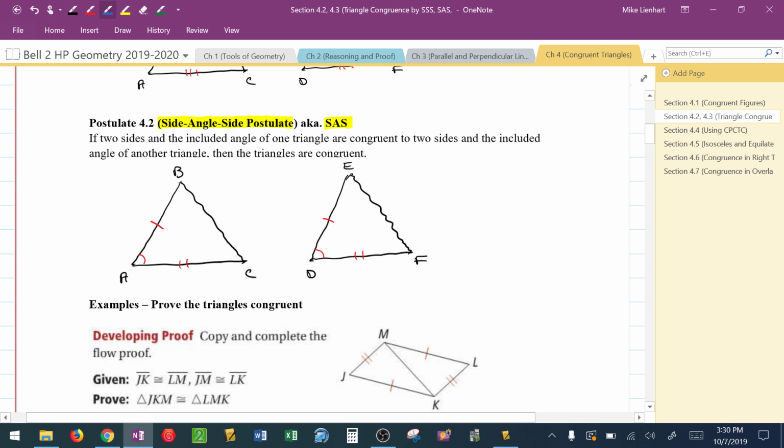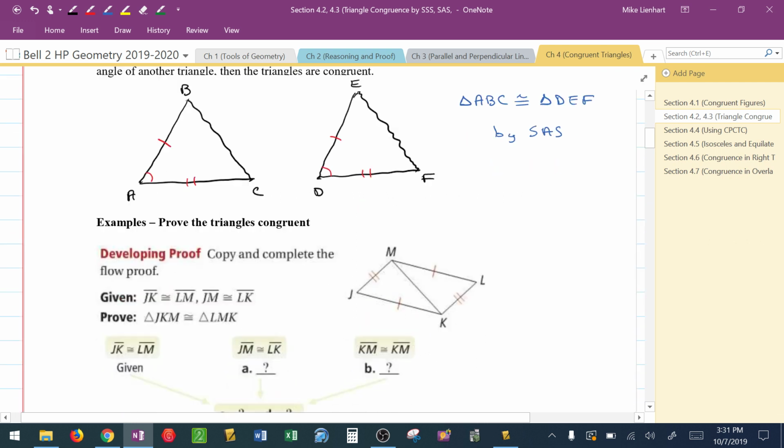We can then say that triangle ABC, and again, we want to match up our corresponding pieces, is congruent to triangle DEF. And our reason here would be by side-angle-side, or SAS.